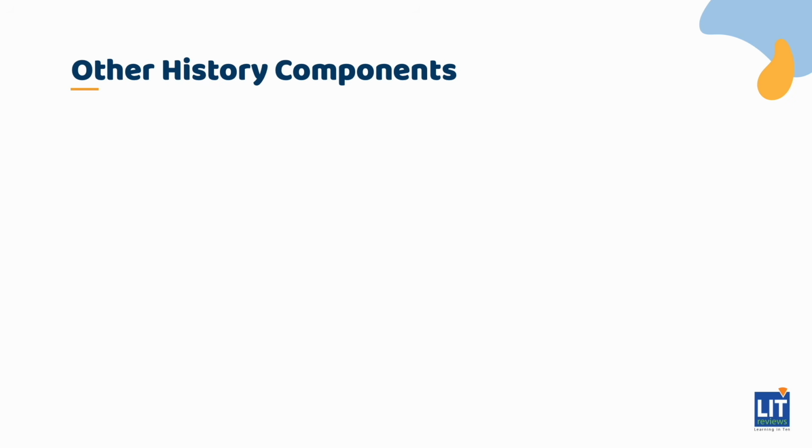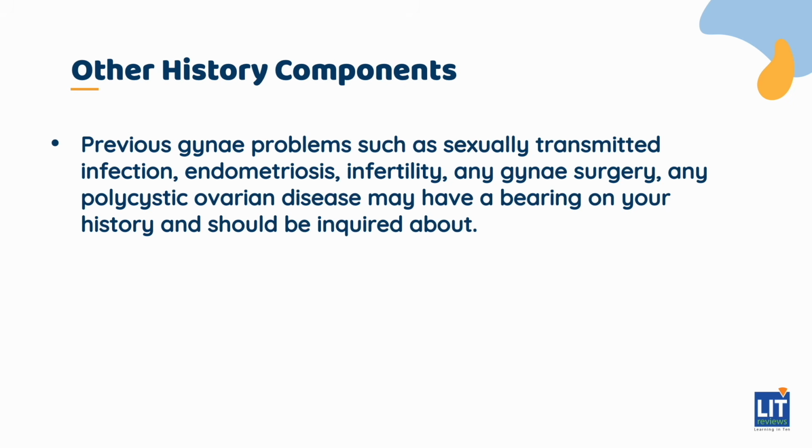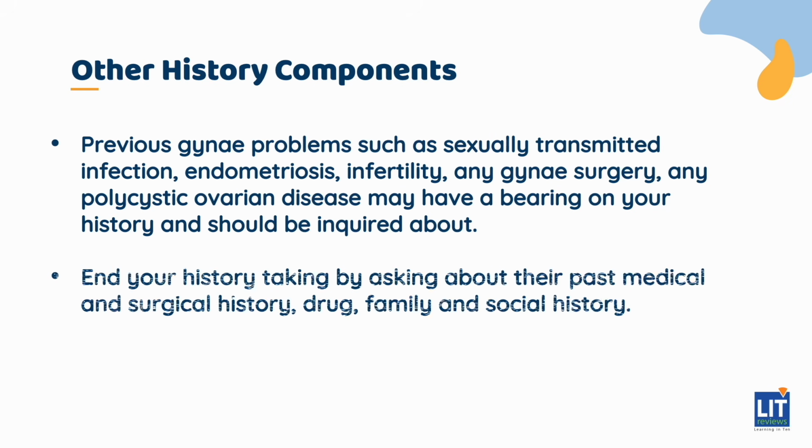And finally, a few other things to consider are previous gynae problems such as sexually transmitted infection, endometriosis, infertility, any gynae surgery, any polycystic ovarian disease, which may have a bearing on your history and should be inquired about. And lastly, end your history taking by asking about their past medical and surgical history, drug, family, and social history.